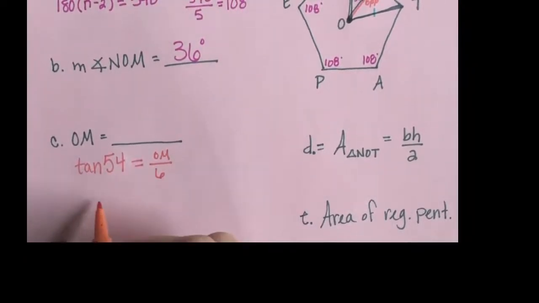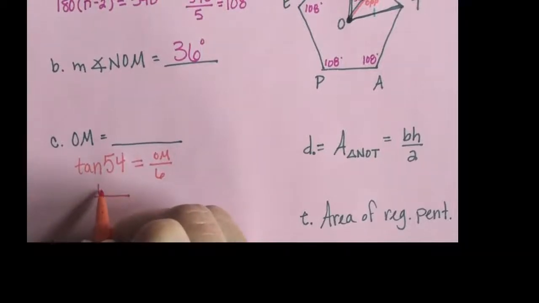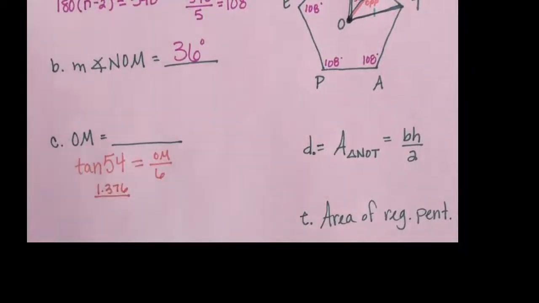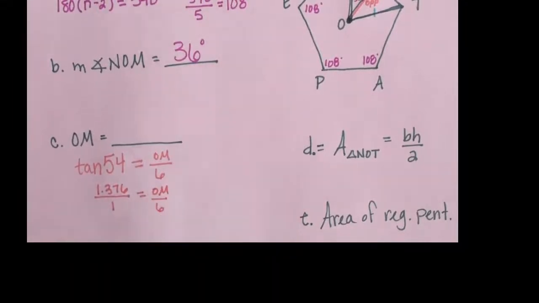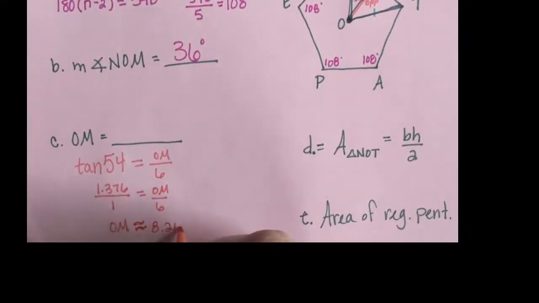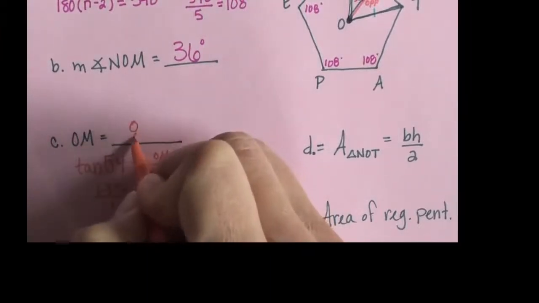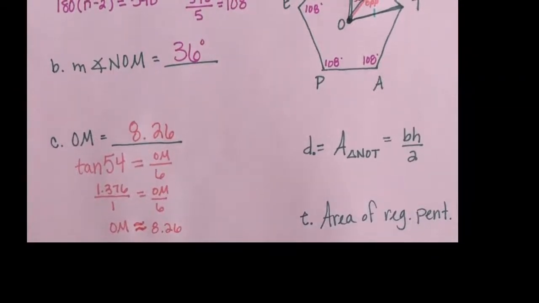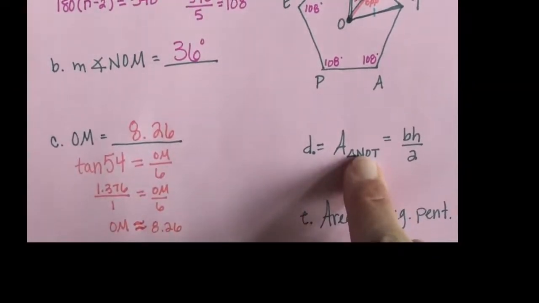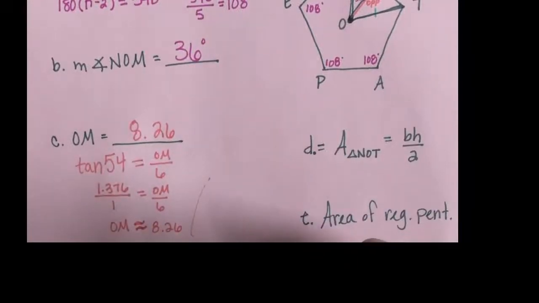I'm going to go to my calculator. I'm going to punch in tangent 54, and that's going to copy down a bunch of these decimal places. Again, nothing in particular because I'm leaving it all on my calculator. And thankfully, when I cross multiply, all I have to do is take all those decimal places times 6, and I get about 8.26. So the length of OM is about 8.26.